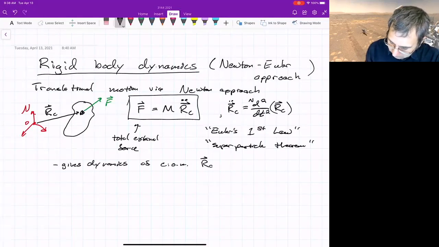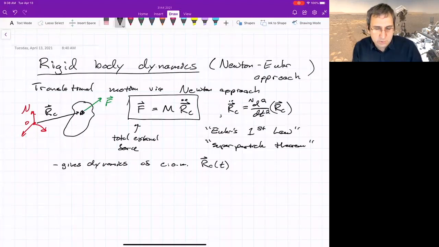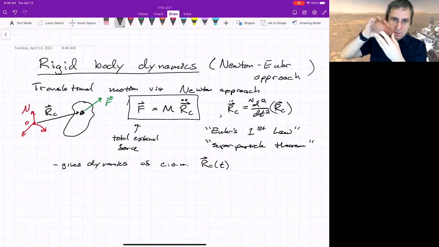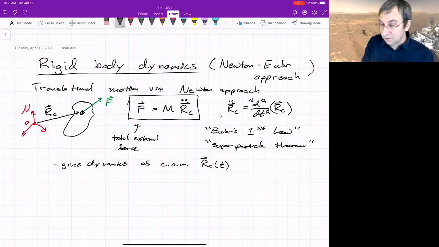So if we're talking about spacecraft, maybe the location of that center of mass is given with respect to the center of the Earth. So we're not saying anything about how it rotates. We're just saying how the center of mass moves. So the center of mass is moving, and it might also be rotating. And of course, our focus is on that rotational part.